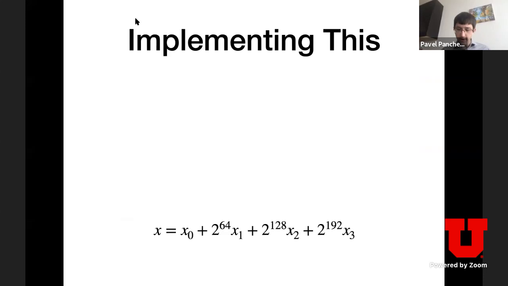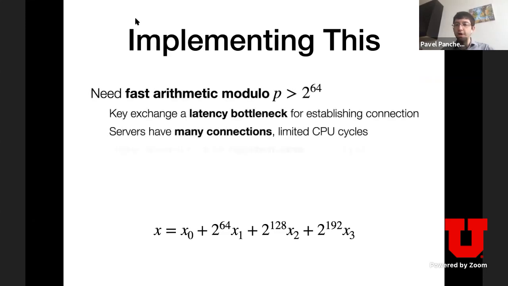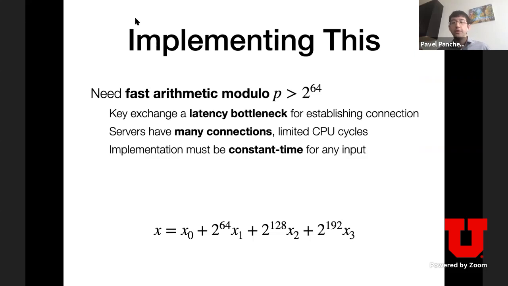So how would you go about implementing this? Well, what you need is fast arithmetic modulo P, and P is usually big. In that previous example, they were 2 to the 256 and 2 to the 255. Your hardware does not have native arithmetic for integers that big. So you need to implement this in software somehow.